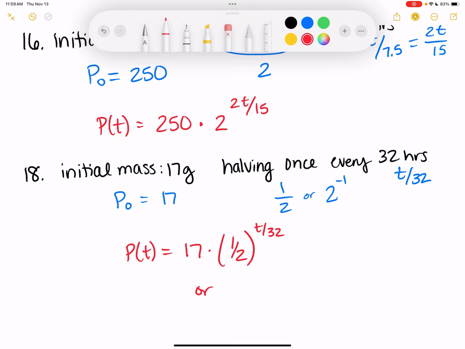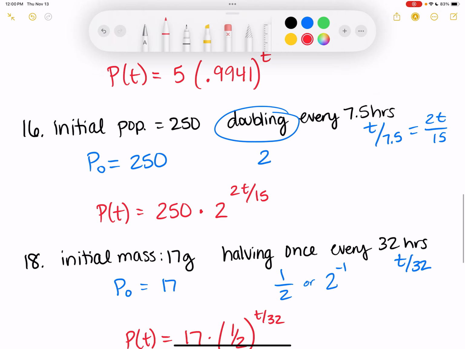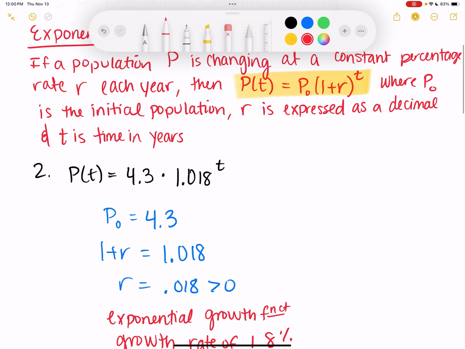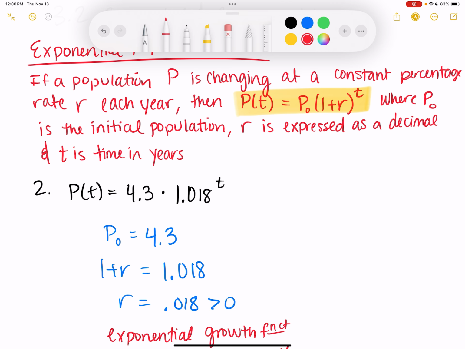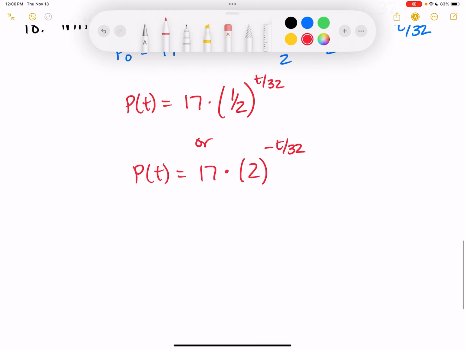Or, if I don't want to have a fraction raised to a power, I can write it as p of t is equal to 17 times, I'm just going to do it in the parentheses again, 2 raised to the negative t over 32. The only time we really absolutely have to have it in parentheses is if it's a fraction like this, or if I'm leaving it as, like, 1 plus r, because that is telling me it's on the whole thing, but I go back and forth on if I write the parentheses or not. This one doesn't really need it, but it's fine.